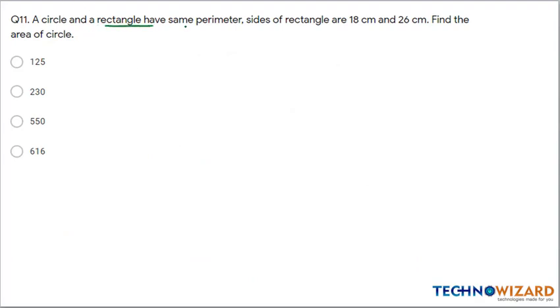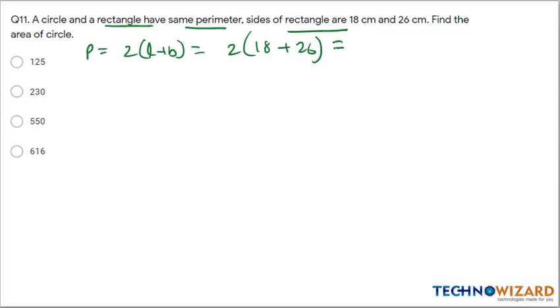A circle and a rectangle have the same perimeter. The perimeter of a rectangle is equal to 2 into (L plus B). Length is 18, breadth is 26. On adding this, we get 44. That is 2 into 44, which is equal to 88. 88 is the perimeter of the rectangle, and also 88 is the perimeter or circumference of the circle.